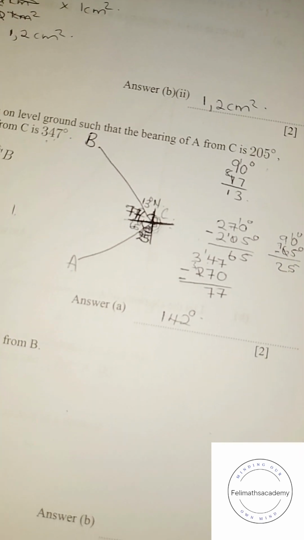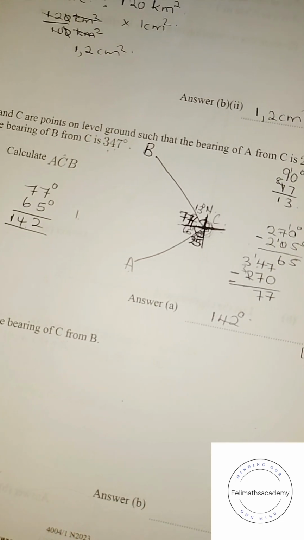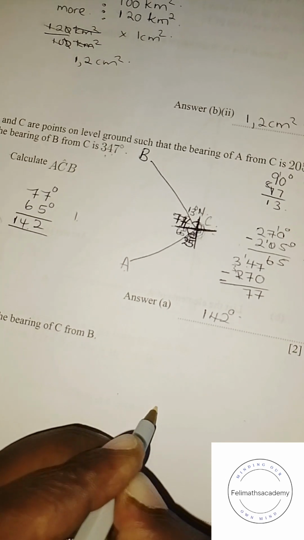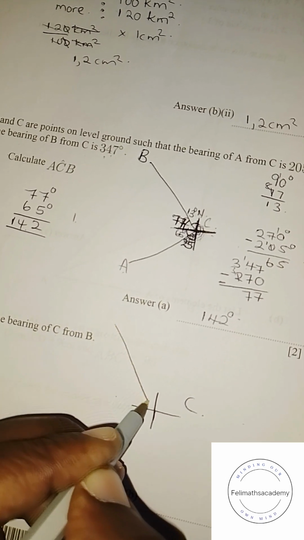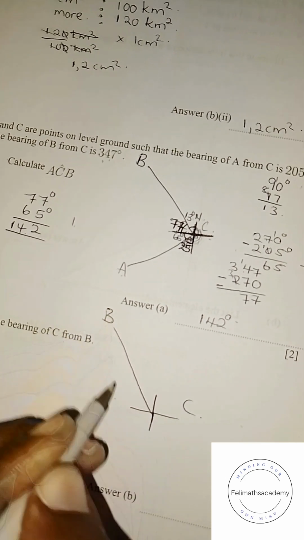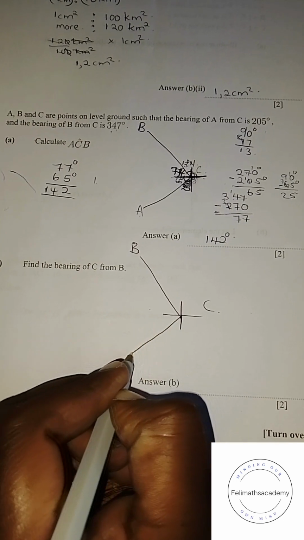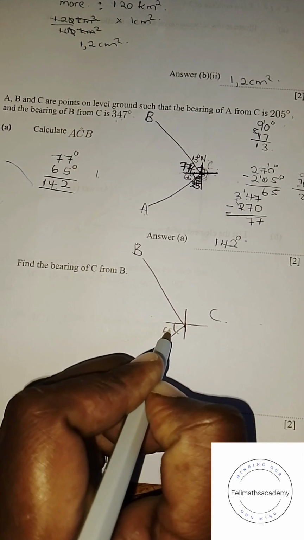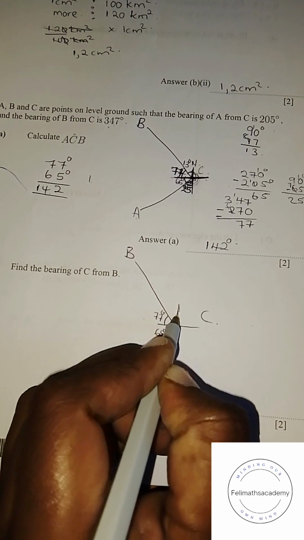Then find the bearing of C from B. Let me draw a clear diagram there. We have our C there. This is C and this is B. This is A and this is 65 degrees and this is 77 degrees. This is 25 degrees.